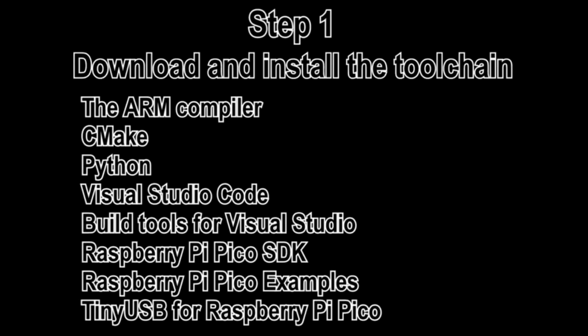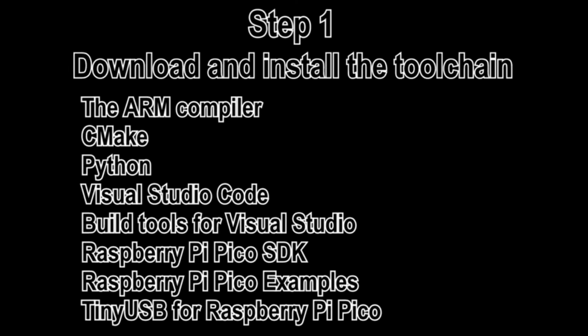The first thing you need to do is download all the files. With Raspberry Pi Pico in its current state, you need to download a lot of files to be able to compile in C and C++. The files you will need to download are the ARM GCC compiler. This is what builds the executable from your code and libraries.